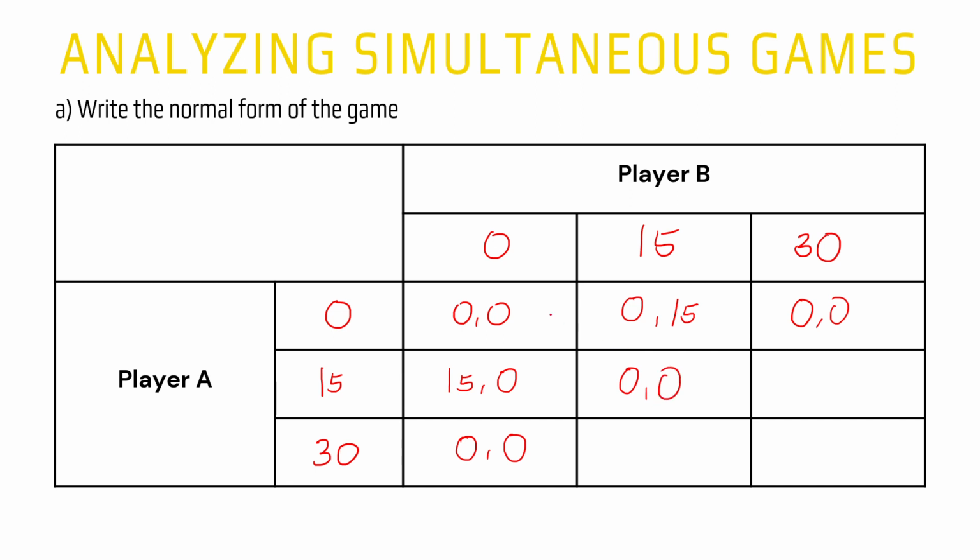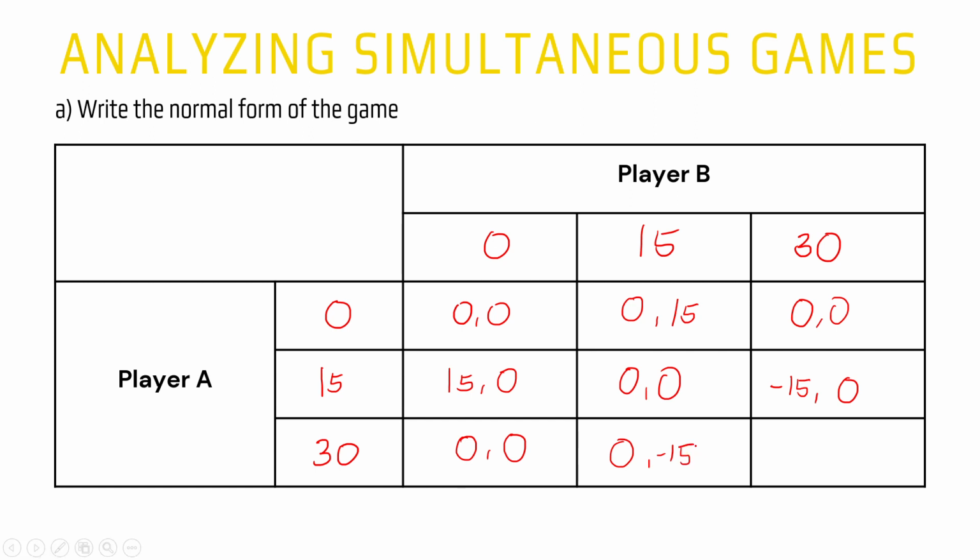Next, what if one player bought a $15 ticket while the other player bought a $30 ticket? Then the one who bought the $30 ticket will win the prize of $30, so the net payoff for that player is 0. So what about the player who bought the $15 ticket? That player will not win anything, so they lost $15, or negative 15.